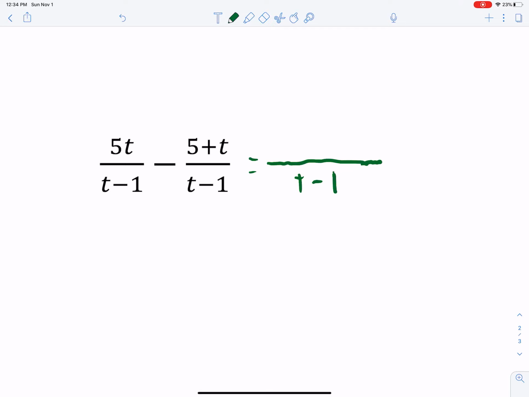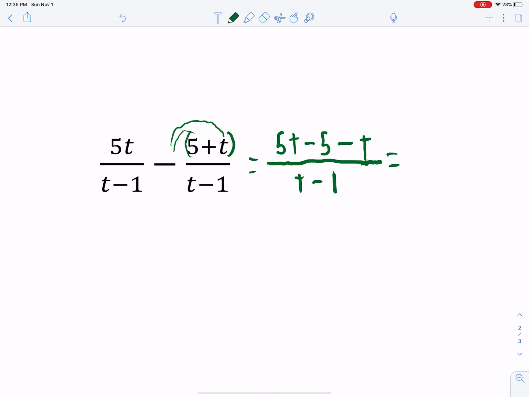What I want to make sure you notice is how to proceed in the next step. You leave the top part of the first one alone, just the way it is. But what you want to notice is you're subtracting that entire top part of the second one. So, subtracting 5, the opposite of 5 is minus 5. You're also subtracting a positive t, so you're going to have minus t. Basically, you're distributing that minus sign to both parts of that second fraction.